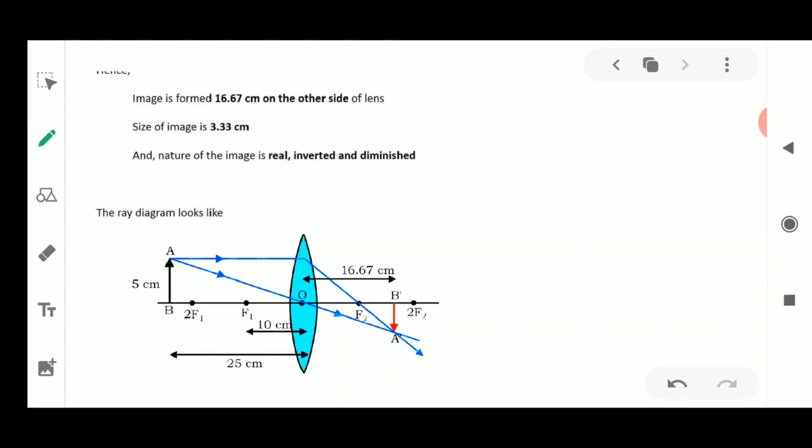Similarly, we have seen some numericals and how we are going to solve these kinds of numericals if the question gives the image distance, the object distance, or the height, and how you are going to draw these ray diagrams according to the question which is provided.